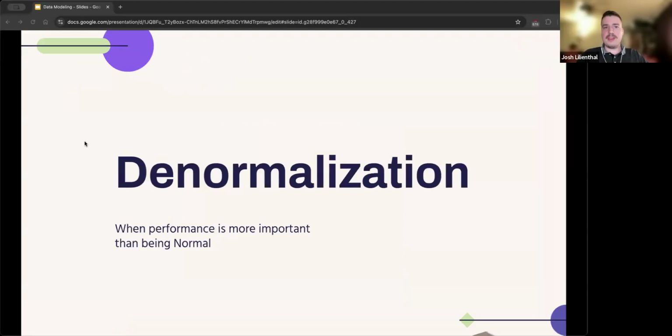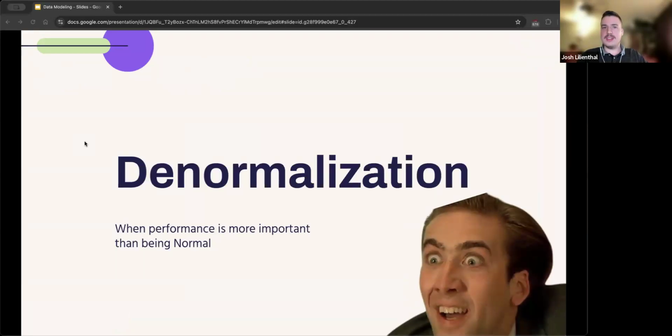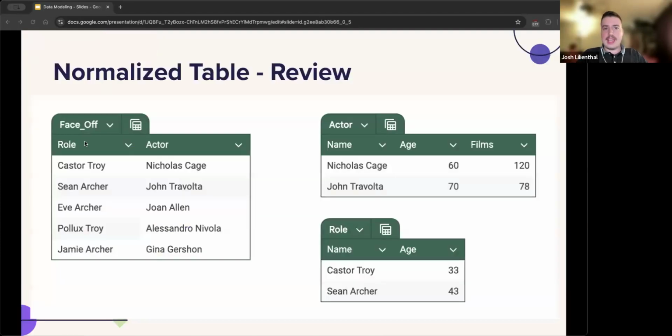For contrast, let's briefly discuss the alternative to normalization, denormalization. So if performance is an essential consideration to your data needs, you may want to consider some level of denormalization in your data. As we learned before, normalization prioritizes integrity of data and readability to keep our data clean and accurate. On the left, we have a table about the roles portrayed by actors in the movie Face Off, starring Nick Cage and John Travolta.